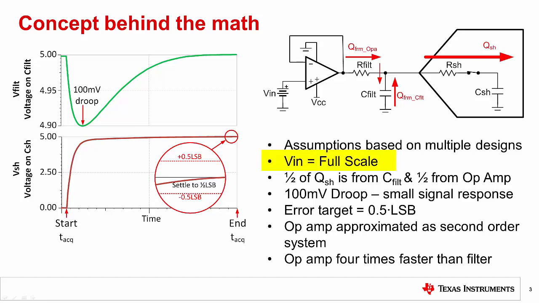This will have worst-case settling. Another assumption is that half of the charge of the sample and hold capacitor is delivered from the amplifier and half is from the external charge bucket capacitor. Also, the droop after the acquisition switch is closed is assumed to be 100 millivolts. The error target here is 1/2 of an LSB, and the amplifier RC circuit is assumed to be a second-order system. Finally, we assume that the amplifier is 4 times faster than the RC charge bucket circuit.